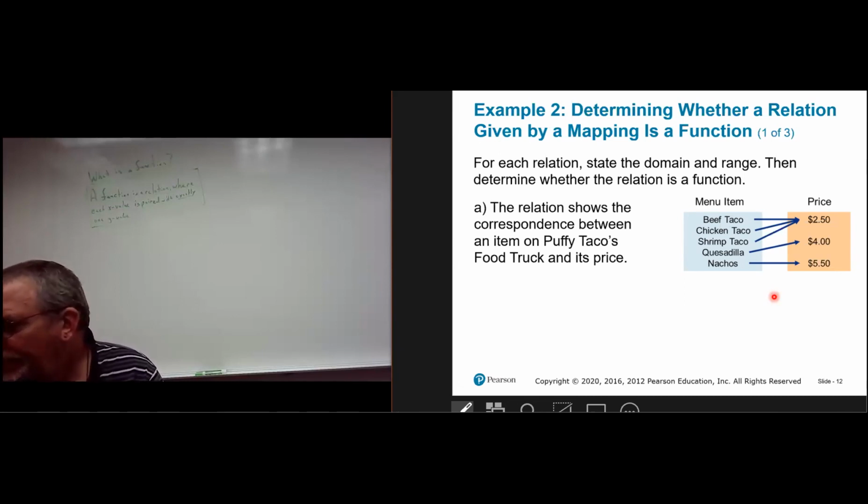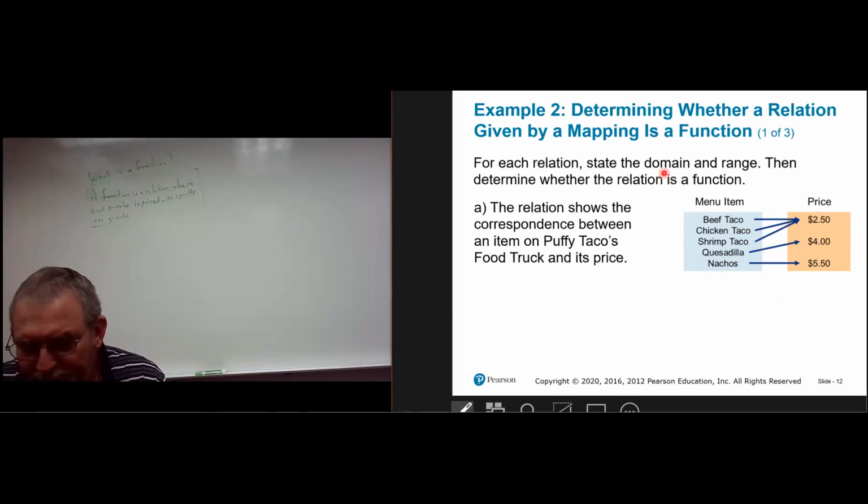Yeah, I see a head nodding. Everyone concur. Yes. Because the beef taco only has one price, the chicken taco only has one price, the shrimp taco has only one price, even though they all have the same price. It's just the beef taco only has one, chicken only has one, and on down the line. So, yeah, it's a function.